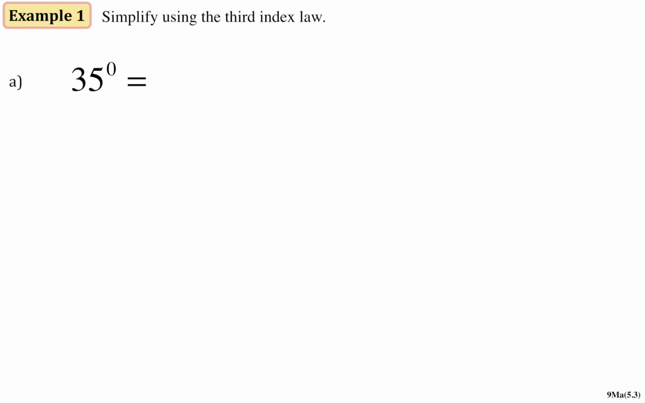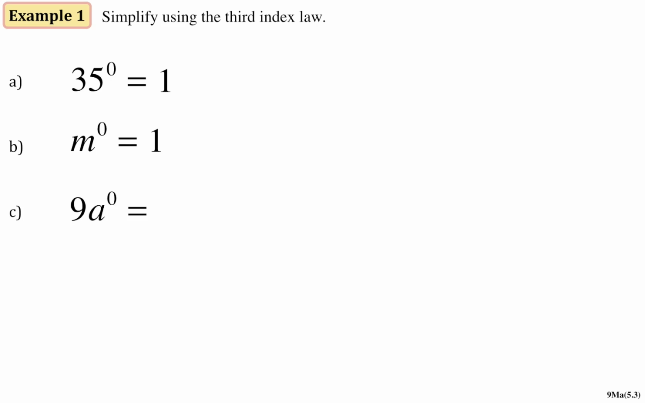Let's try some examples. 35 to the power of 0. Anything to the power of 0 equals 1. There's your answer. Let's try our second one. M to the power of 0. Anything to the power of 0 equals 1.